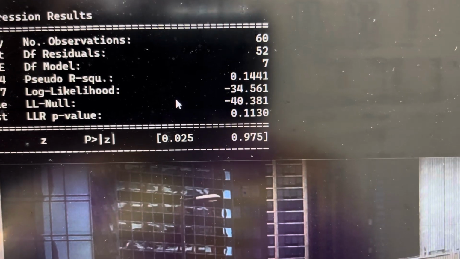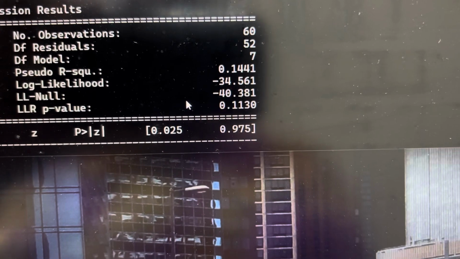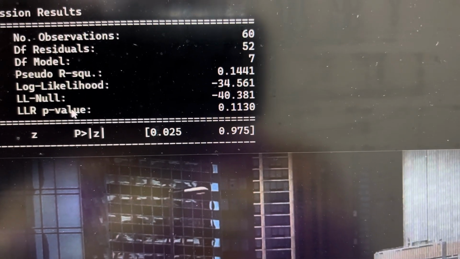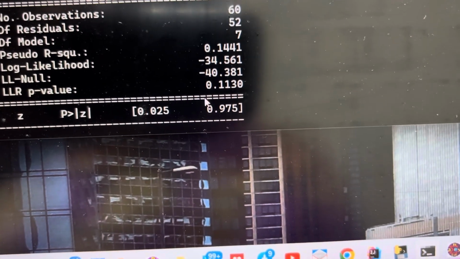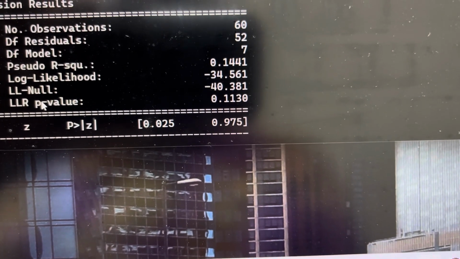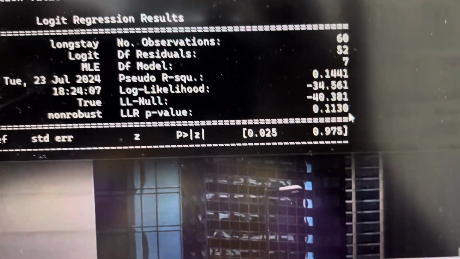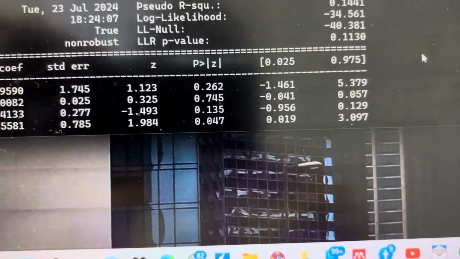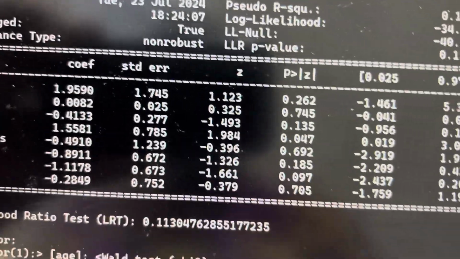So now the pseudo R squared is 0.1441, and then log likelihood minus 34.561, and LL null log likelihood minus 40.381, where LLR p-value is 0.1130, which is not as significant as it's supposed to be. Now let us look at others.